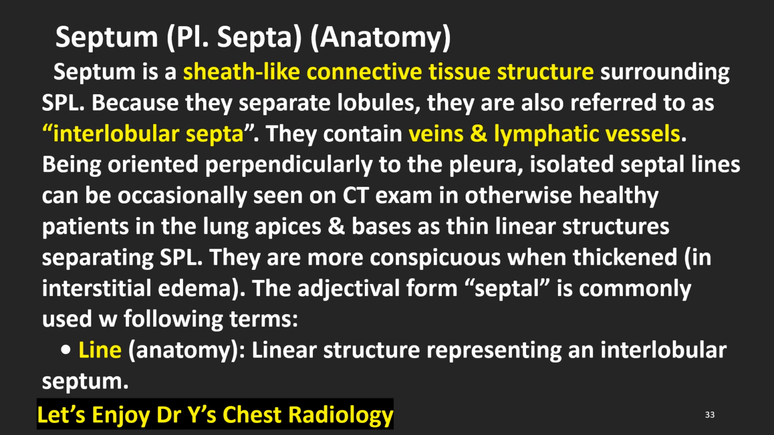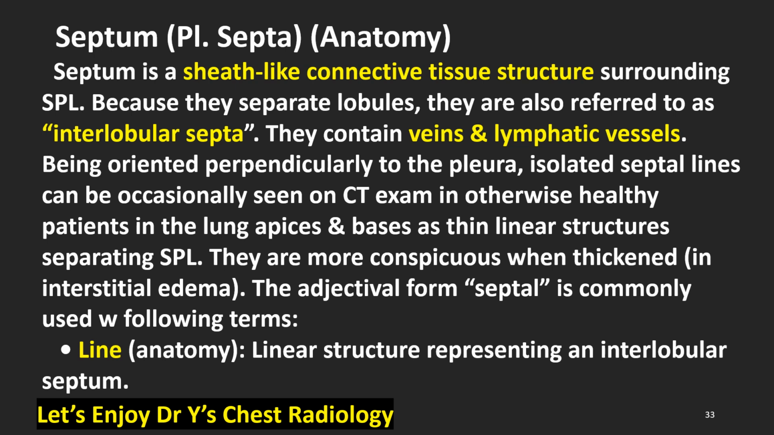Septum, pleura, septa anatomy. Septum is a sheath-like connective tissue structure surrounding secondary pulmonary lobule. Because they separate lobules, they are also referred to as interlobular septa. They contain veins and lymphatic vessels.